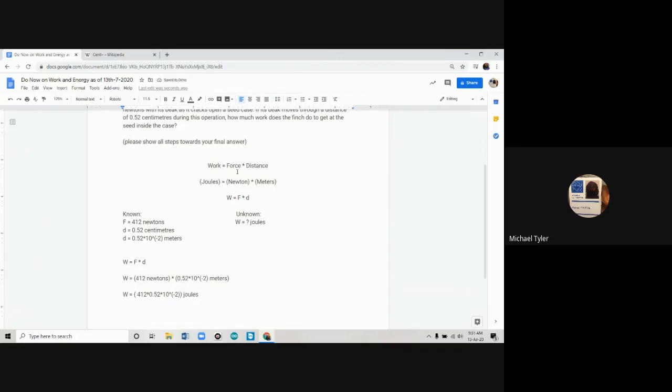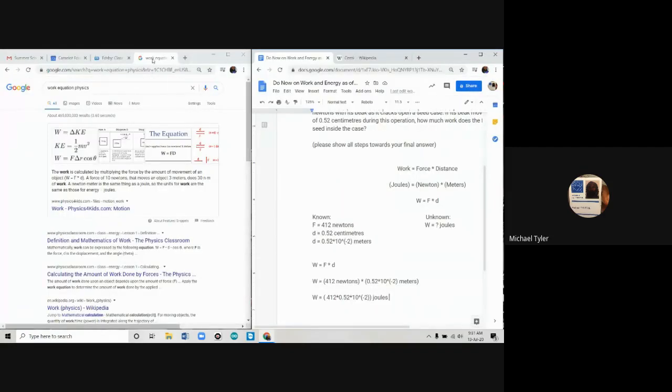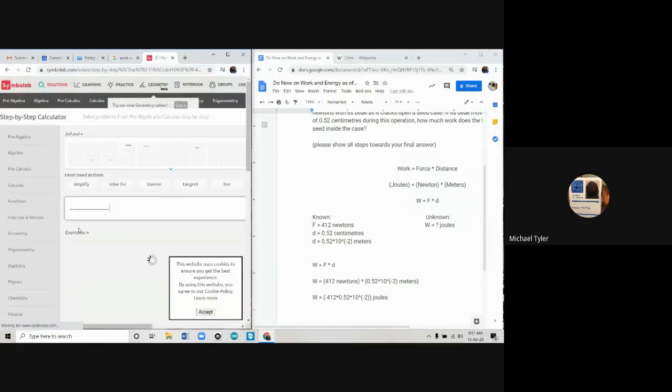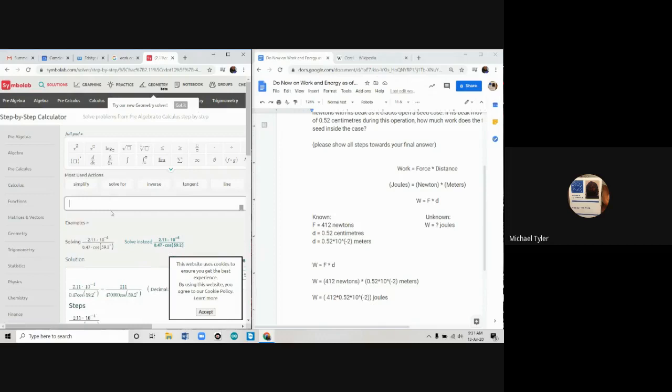Okay, so let's go to our trusty calculator, which was Symbolab, right? I want to do this on separate screens because I want to be able to take the number and put it into my document. So Symbolab, you should have this bookmarked already. And I want to say, hey, Symbolab, what is 412 multiplied by 0.52 multiplied by 10, then raised to the negative second power.